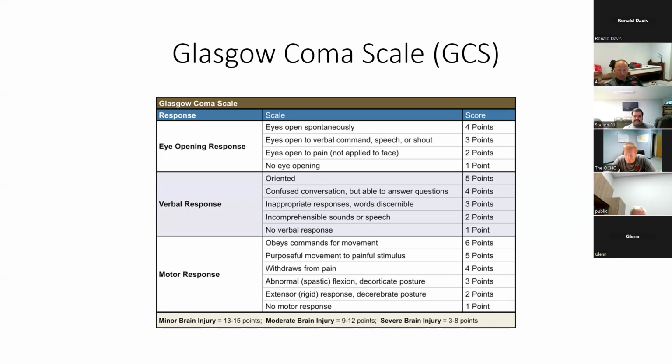If I'm starting an IV and he withdraws from the pain, pulls away from it, that's going to be a 4. Then you go down to the decorticate posturing, which is pulling your arms and your legs into your body. That's a 3. Decerebrate posturing is going away from your body. That's a 2, and no motor response.